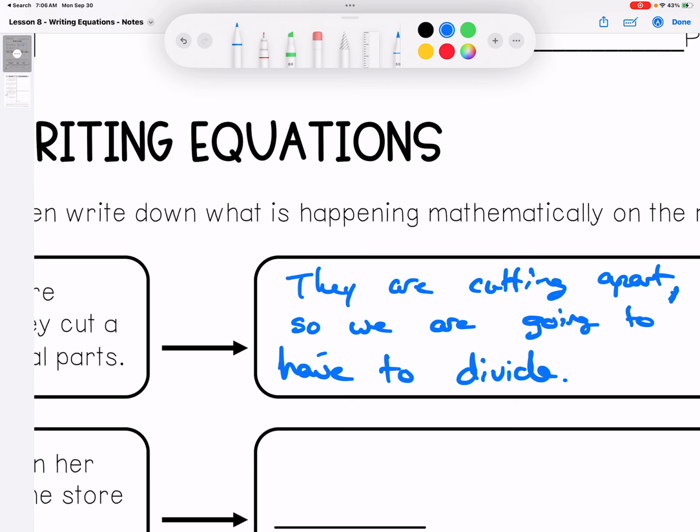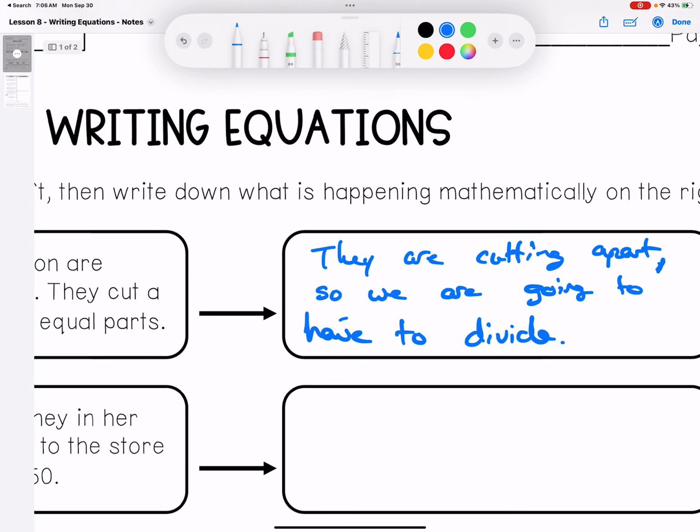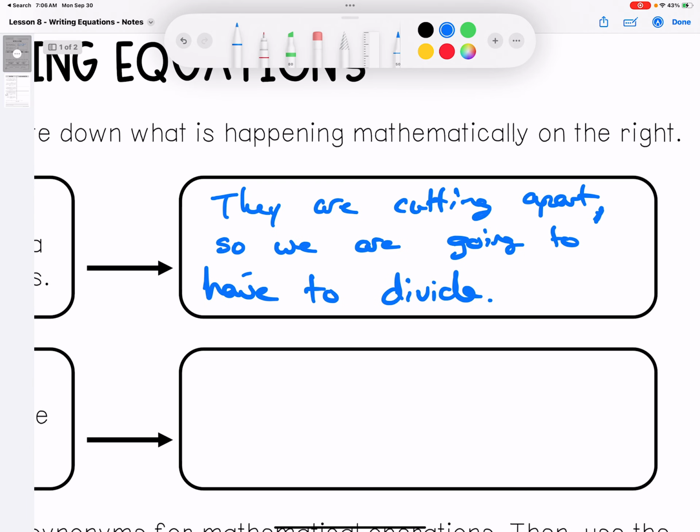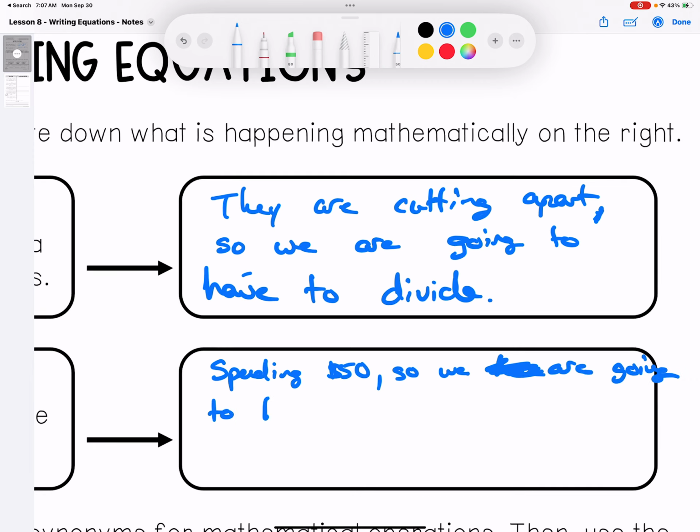And the next one, Miss Thomas has money in her bank account. She goes to the store and spends $50. So she is spending $50. When you spend money, that is what? Subtraction. So we're going to have to subtract.